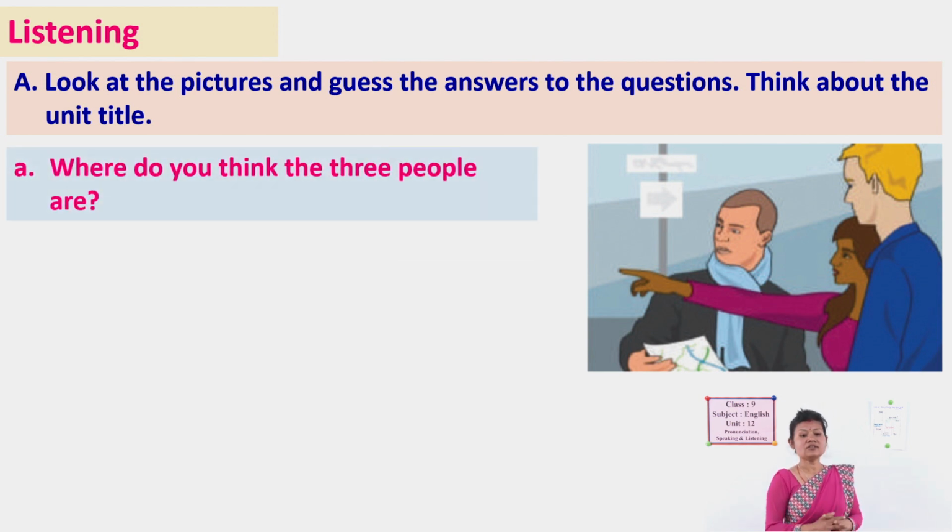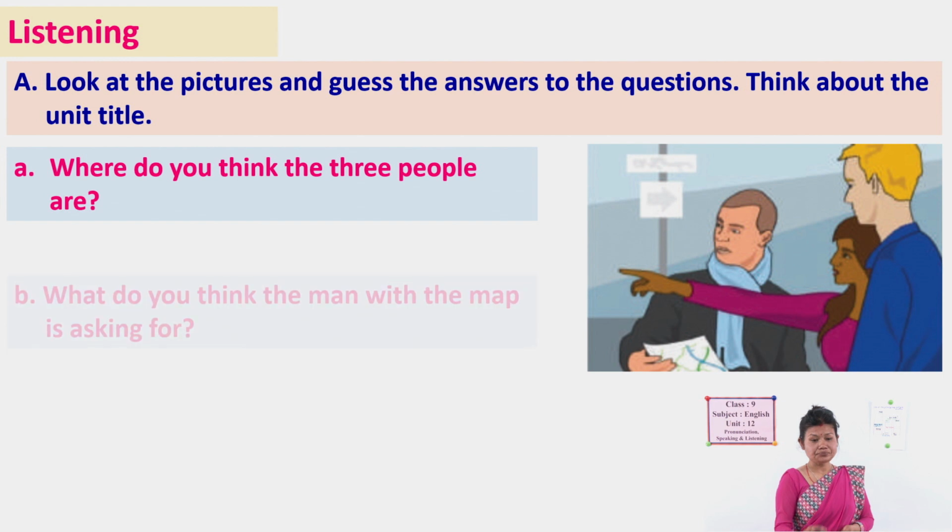Where do you think the three people are? Do you think they are inside a room? No, because there is an arrow and a hillside we can see there. So it means they are outside and maybe on the street. Just make a guess. You may be correct or not, but we can correct our answer after listening to an audio. They are outside or on the street.